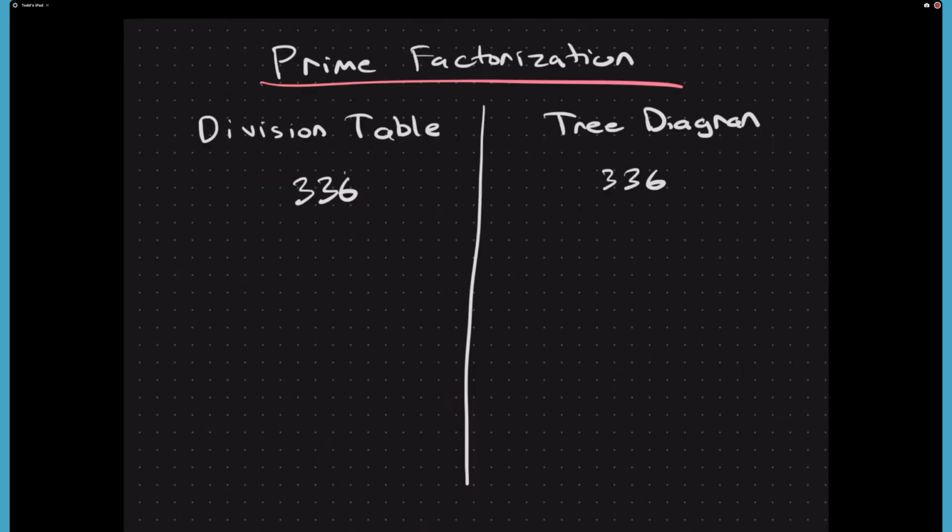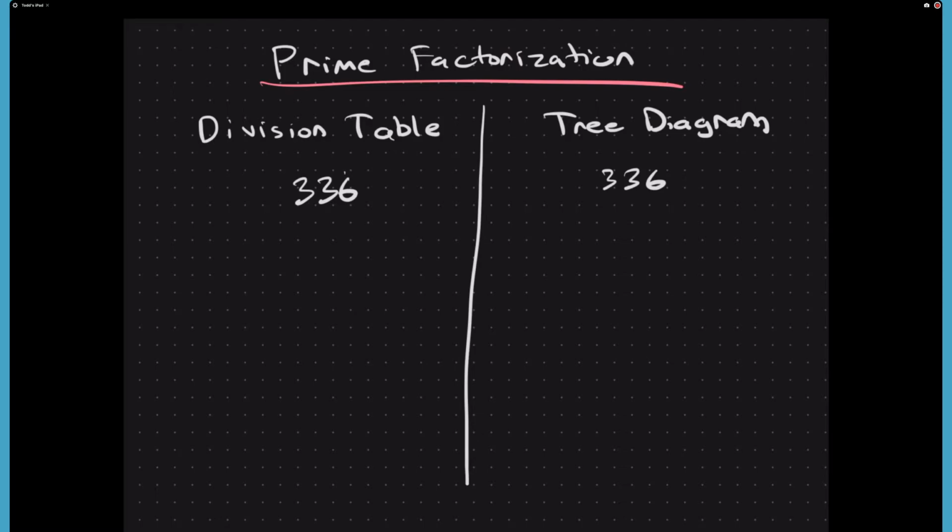Okay, we're going to take a look at prime factorization, and as the name states, that's what we are going to do, is break it down into its prime numbers that will multiply together to equal the number that we started with, which in this case is going to be 336. There are 2 main ways to do this. One is a division table and the other is a tree diagram. And basically, they will accomplish the same task, just in a slightly different way.